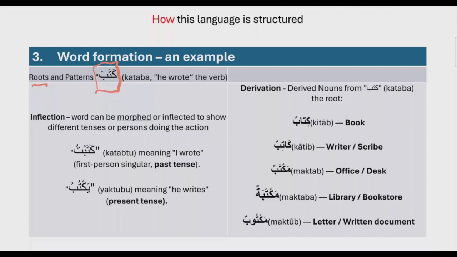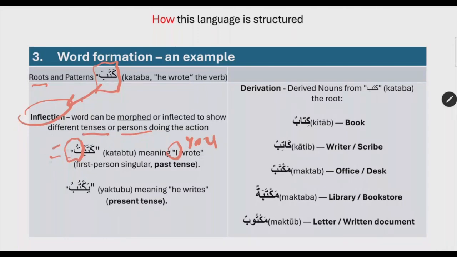All right, so there are 2 aspects to a root. One is called inflection, which means that the word can be morphed or changed or inflected to show different tenses or persons doing the action. Right? So if you look at the verb kataba, if you add things at the end, like for instance, this tu here means I. If you say ta here, katabta, it will become you, etc. So just by taking that root and adding 1 or 2 letters at the end, it could be a ta, it could be a na, it could be a tum, or a waw, alif, etc.